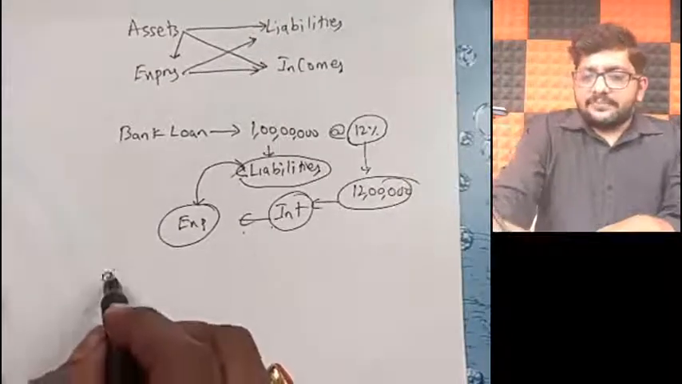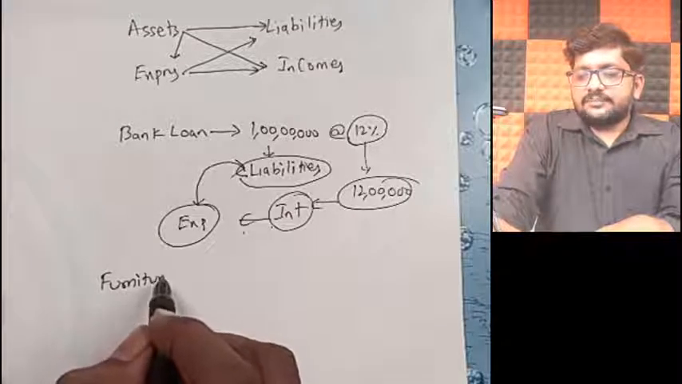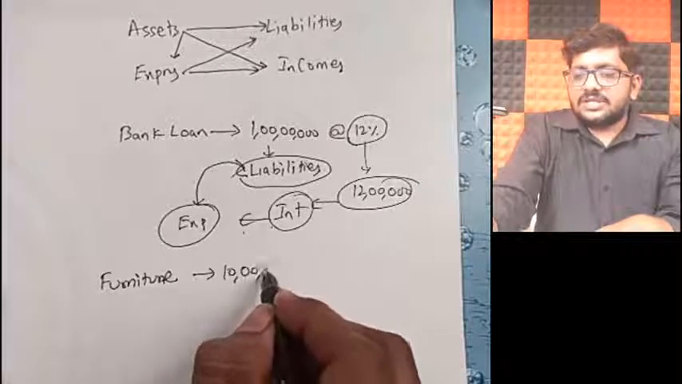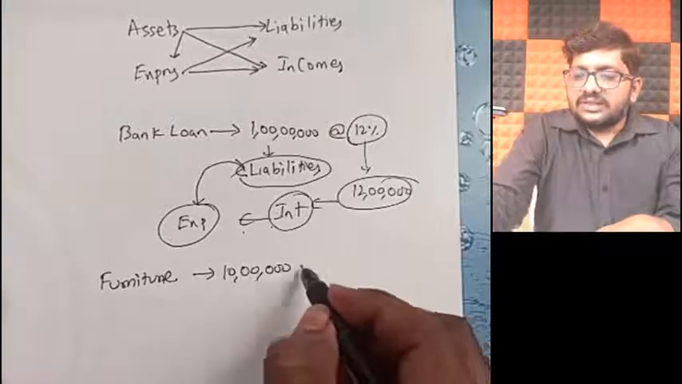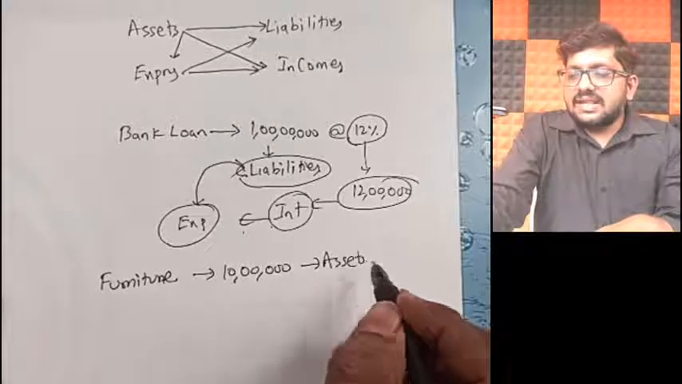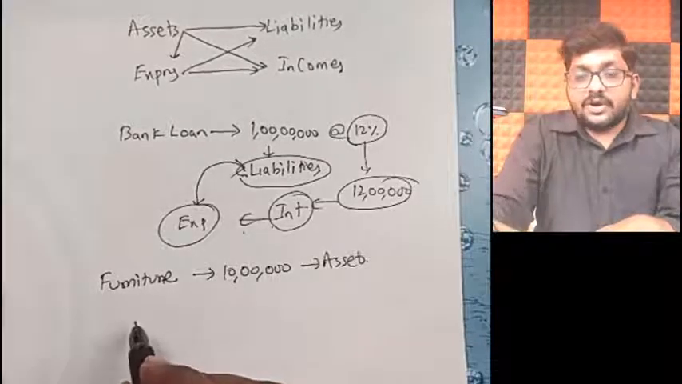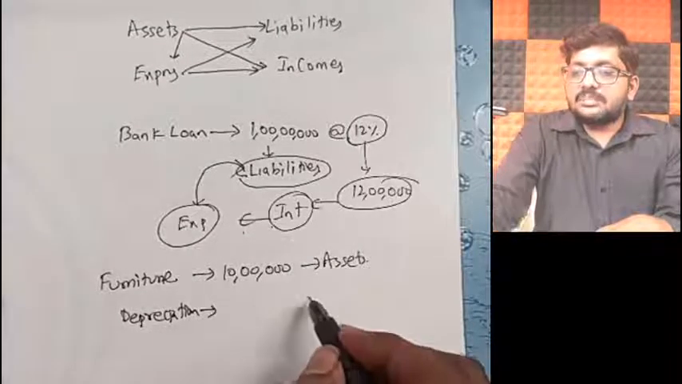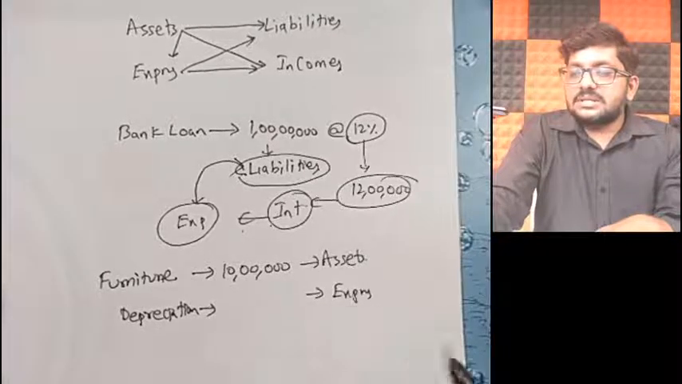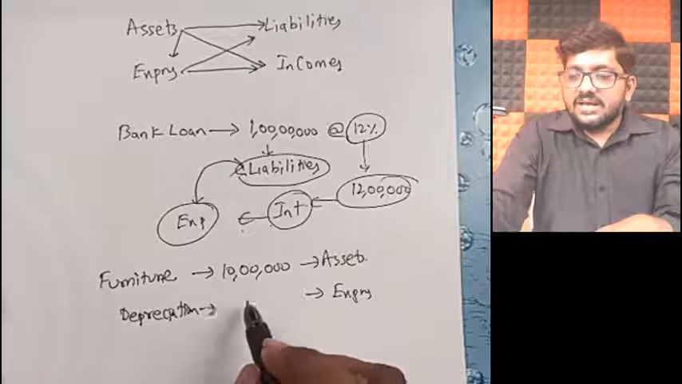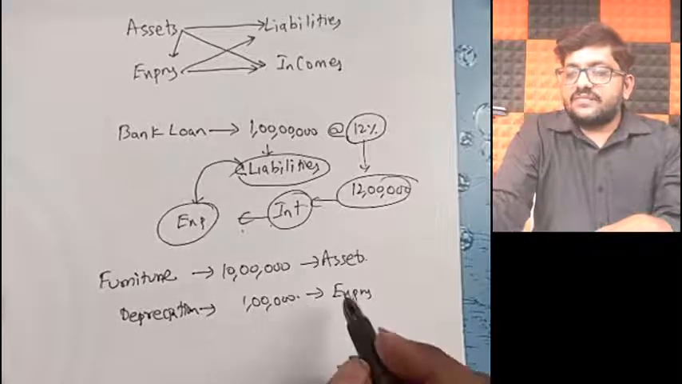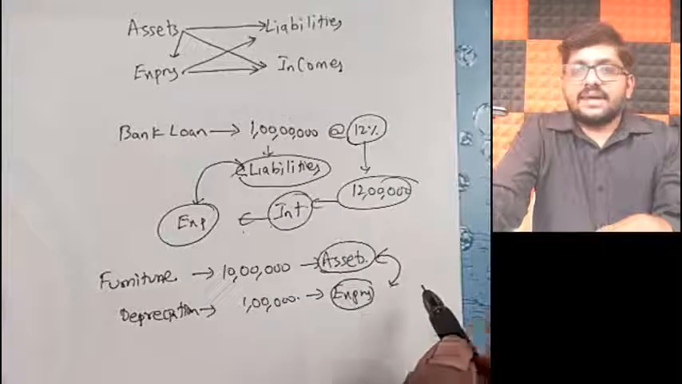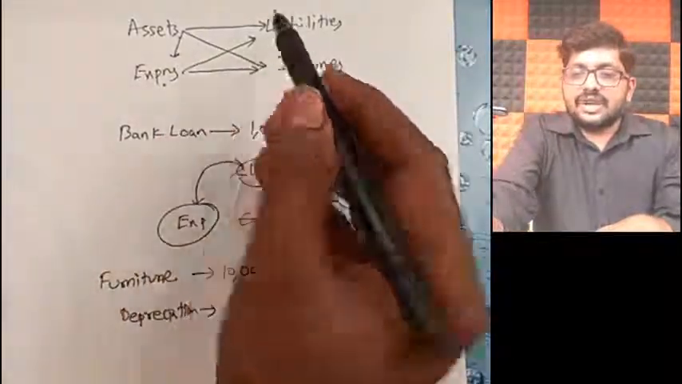Let me take one more example. Imagine I have purchased furniture, 10 lakh rupees. Now this is definitely part of my assets. Obviously, when you have an asset, and because it's a depreciable asset, you will have depreciation. Now, what is depreciation? It's part of our expenses. For example, I have 1 lakh rupees depreciation every year. See, where you have assets, you have a matching expense again. It means expense has got matching with assets also, liabilities also.